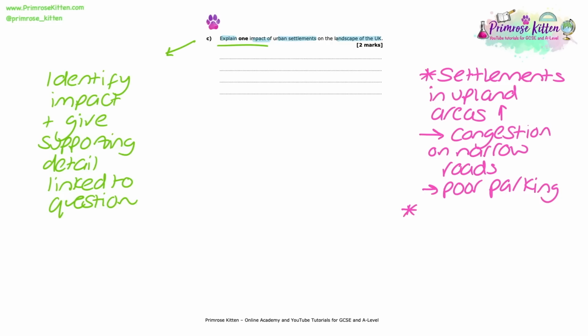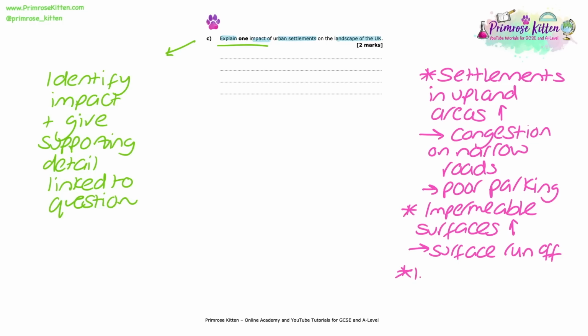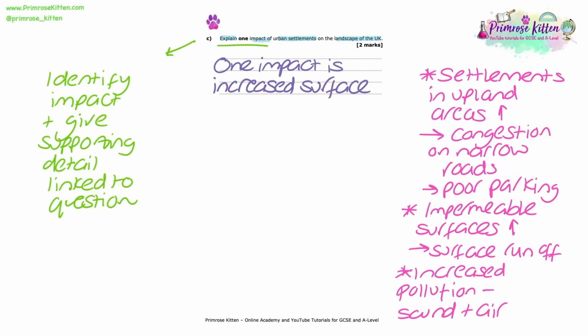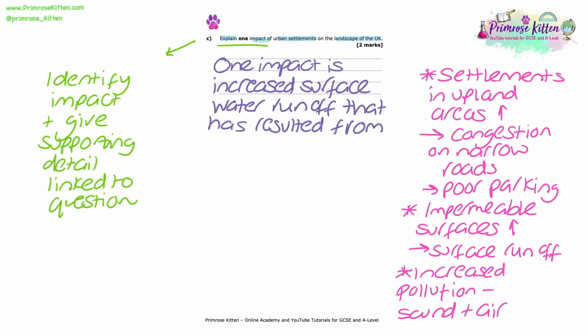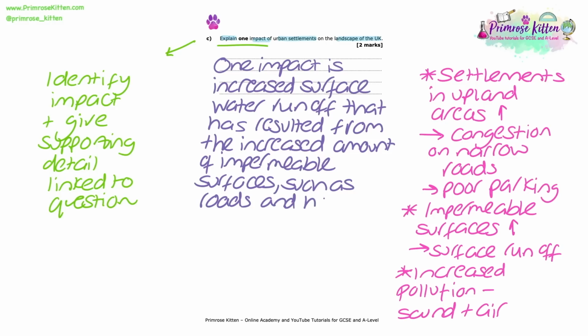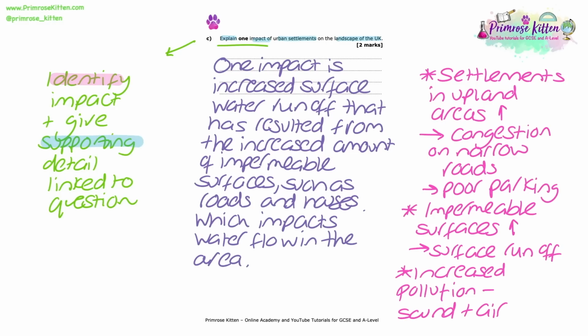A second impact might relate to the increased number of impermeable surfaces, which impacts groundwater flow and surface runoff. Finally, a third impact might relate to increased noise and air pollution from settlements and associated roadways. Writing the second of these points up, our answer might read that one impact is increased surface water runoff that has resulted from the increased amount of impermeable surfaces, such as roads and houses, which impacts water flow in the area. This would be awarded 2 marks, as an impact has been identified and then supporting detail provided.